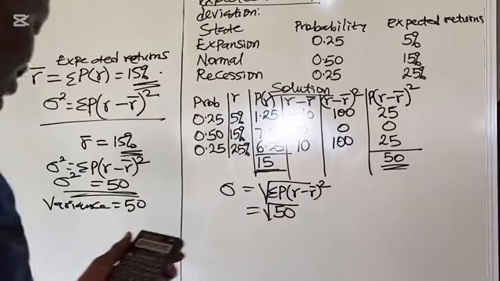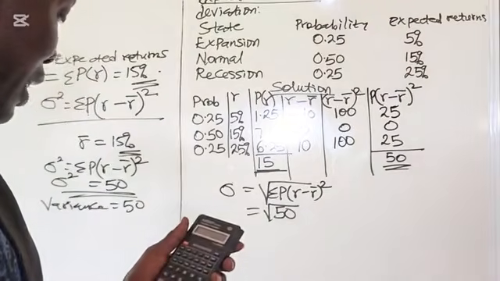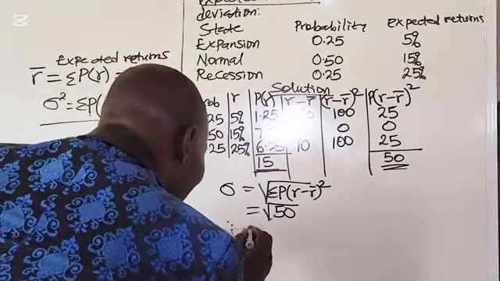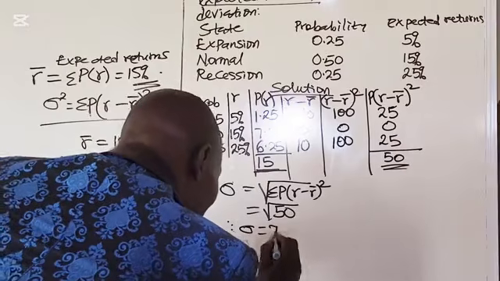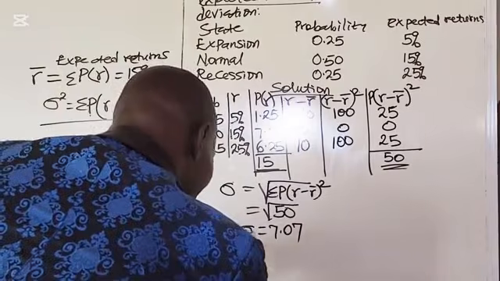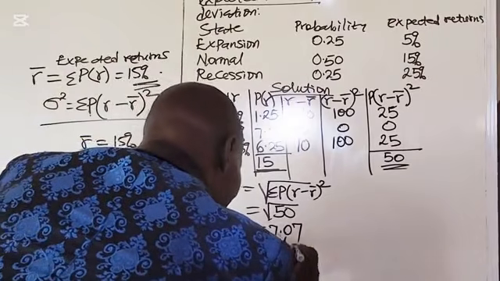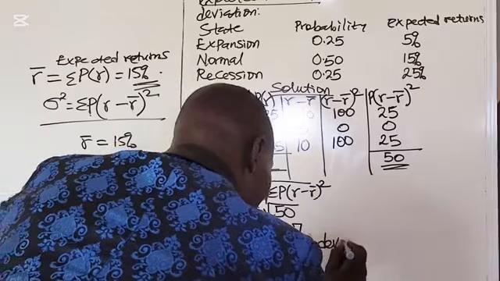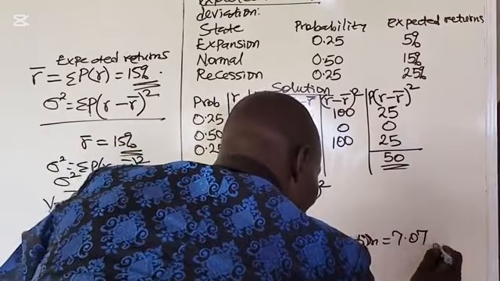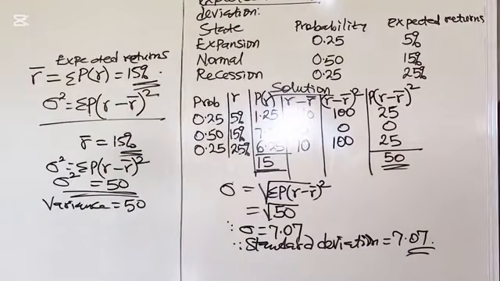Square root of 50 is 7.07. Therefore, we have the standard deviation to be 7.07, which is the square root of 50. Therefore, standard deviation equals 7.07. That is the solution to example 1.